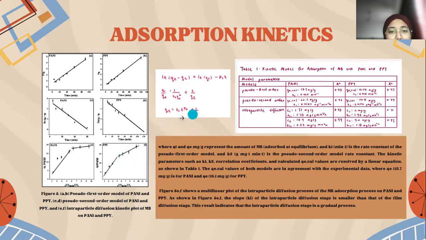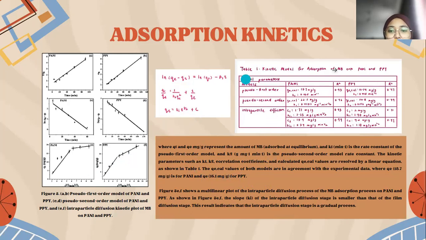So this is the equation used in this part, where Qt and Qe represent the amount of methylene blue adsorbed at time t and at equilibrium, and K1 is the rate constant of the pseudo first order model, K2 is the pseudo second order model rate constant. The kinetic parameters such as K1, K2, correlation coefficients, and calculated Qe value are resolved by a linear equation, as shown in Table 1.